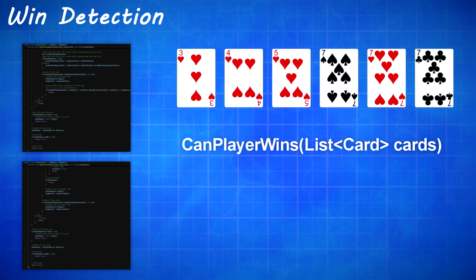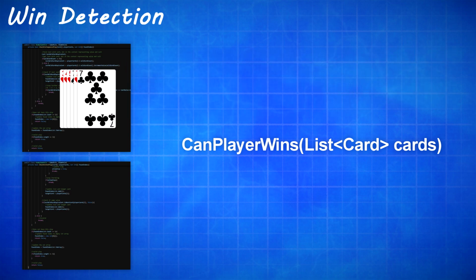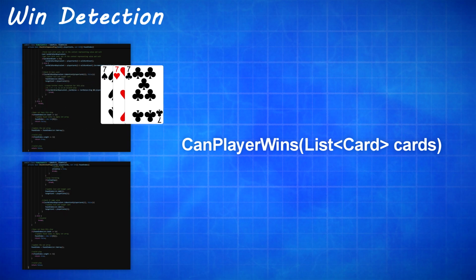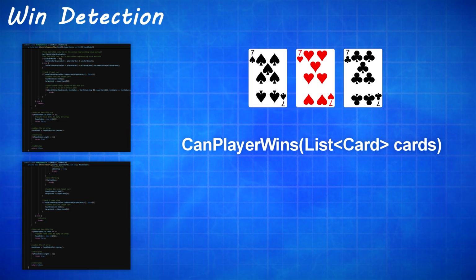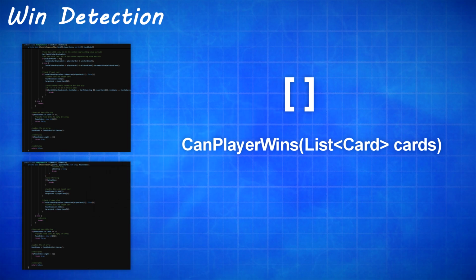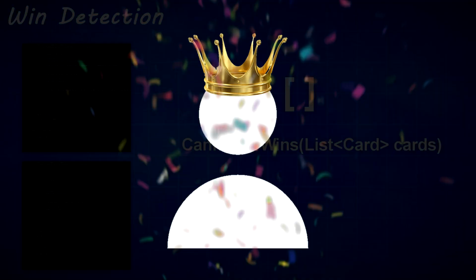For example, when we pass this list of cards to CanPlayerWins, it will be passed to check for sequence play. Since there is a sequence of 3 heart, 4 heart, and 5 heart, these cards will be removed from the list, and the list will be sent back to CanPlayerWins. Then, CanPlayerWins will pass the new updated list to check for set play. Since there is a set of 7, these cards will be removed, and then the empty list will be sent back to CanPlayerWins. When CanPlayerWins receives the empty list, it will tell the game that the player won.